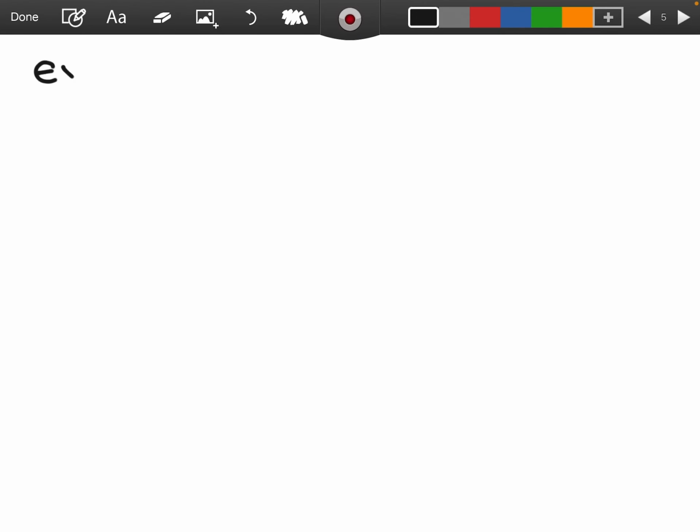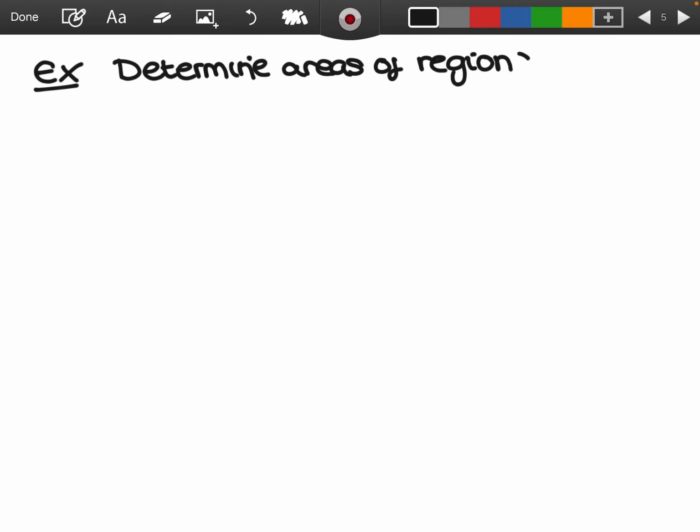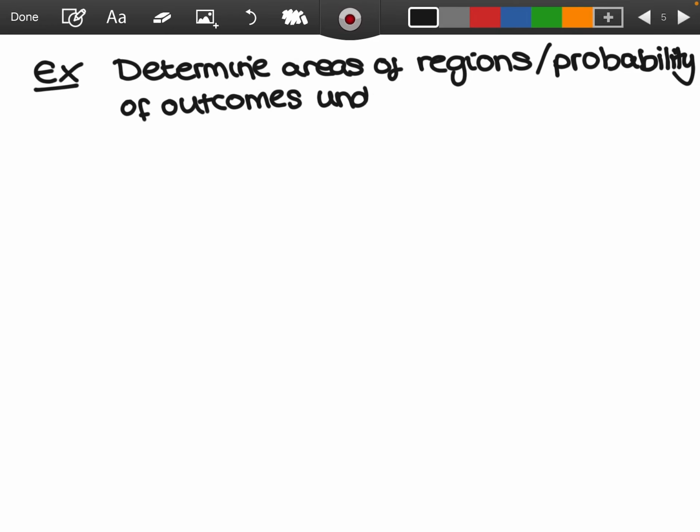Okay. So here I'm going to look at an example. I'm going to do several different ones here and I'm going to tell you how to access this on your calculator rather than using statistics tables. So we're going to be determining areas of regions and hence the probabilities of outcomes under the standard normal curve.